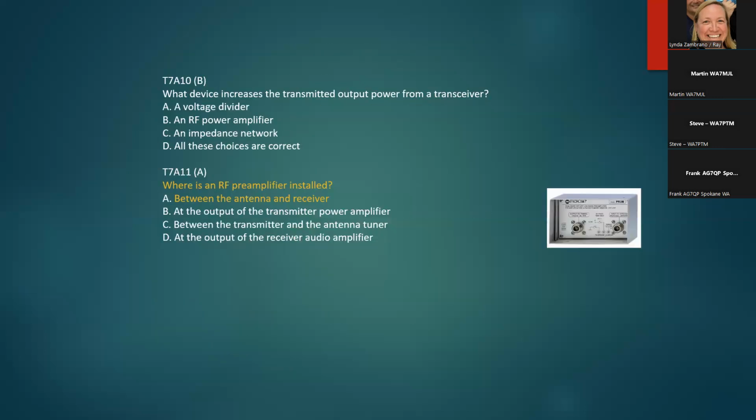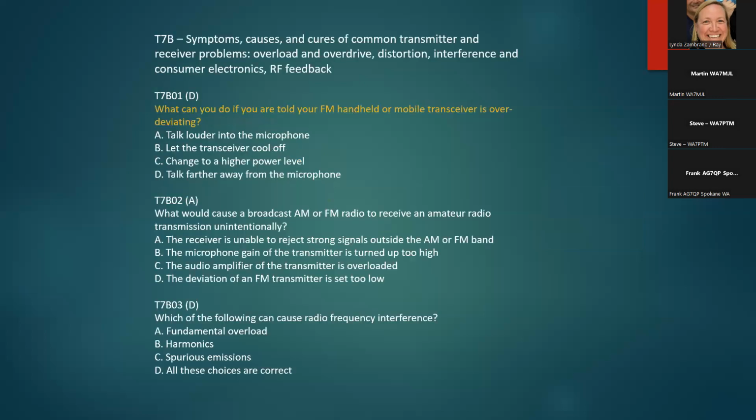And in this unit, there are only 11 questions. So this is the end of block A. Block B discusses or asks questions about the symptoms, causes, and cures of common transmitter and receiver problems.